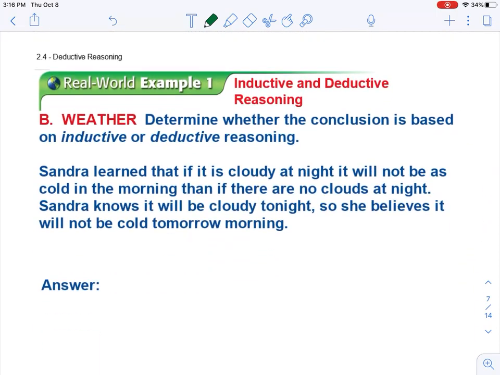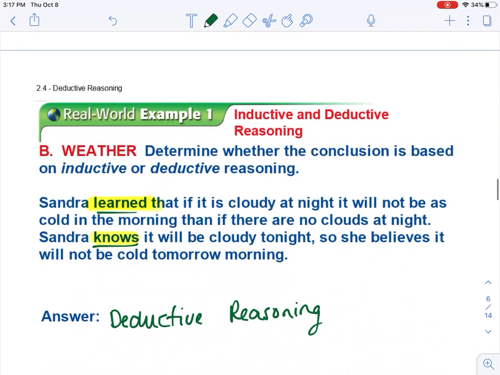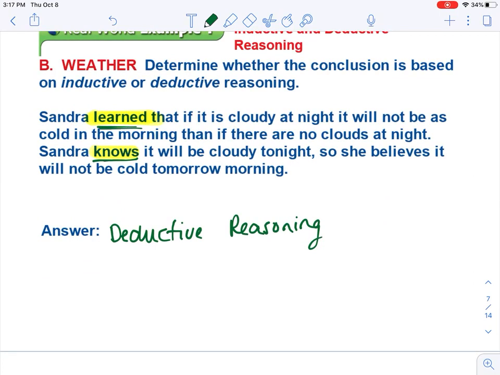Similarly, another weather question. Sandra learned that if it is cloudy at night, it will not be as cold in the morning than if there are no clouds at night. Sandra knows it'll be cloudy tonight, so she believes it will not be cold tomorrow morning. Now there are 2 words here that I want to point out. Learned and knows. Now this one could almost go either way, but these 2 words signal to me that this is deductive reasoning. This tells me that there's some rule, fact, or definition or property that she learned and knows this to be true.